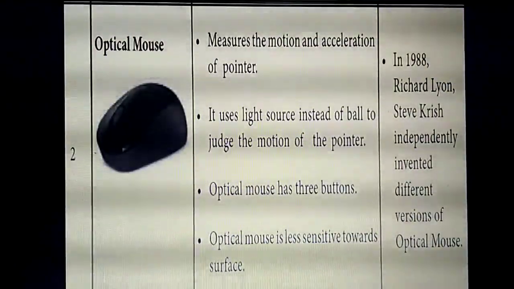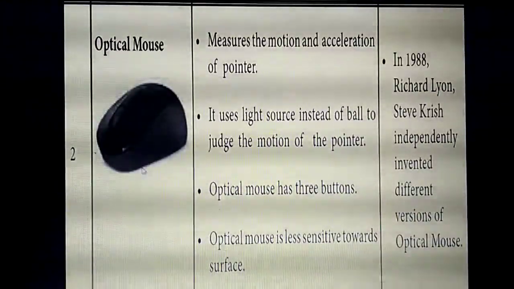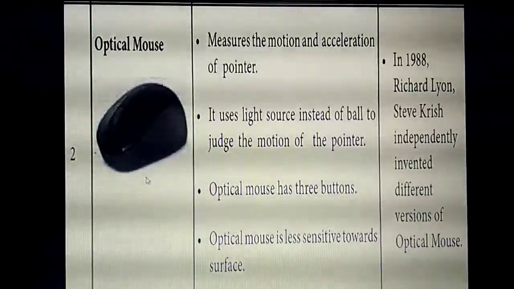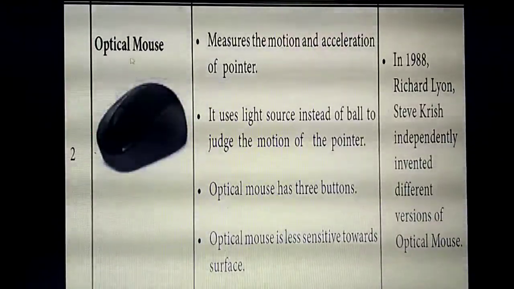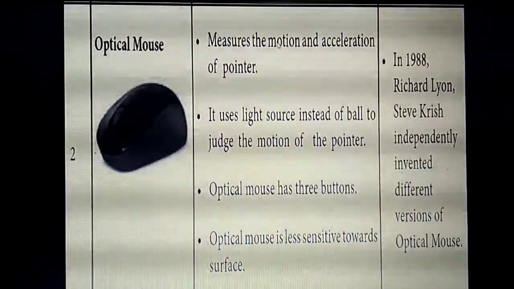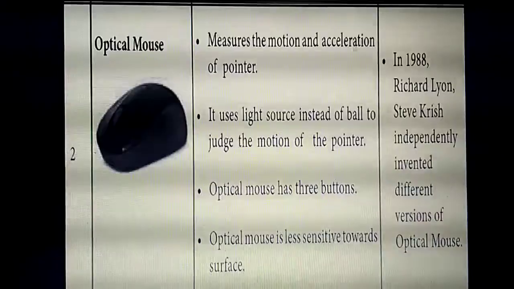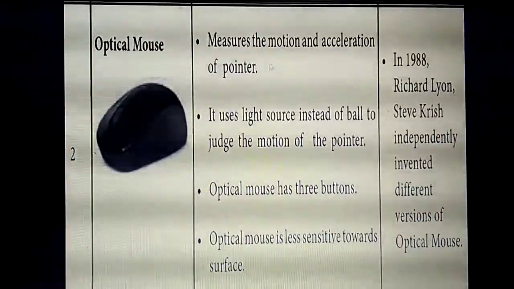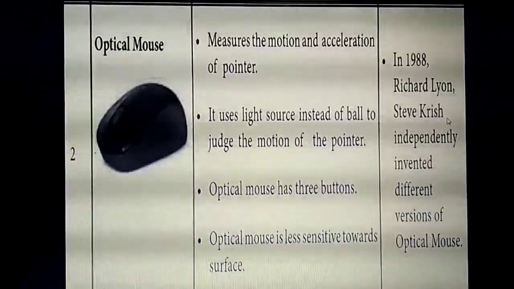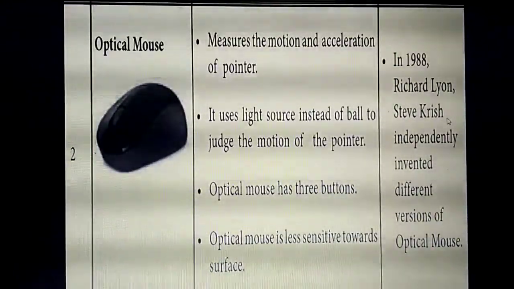For example, see, there is a pointer near this mouse, this is the mouse pointer. Now I am moving this pointer here, next I am moving it there. This is what measuring the motion and acceleration means: from which place to which place I am moving. So that's the first point. It will measure the motion and acceleration of a pointer. This is the pointer, understand? The optical mouse measures which place you are placing this pointer.